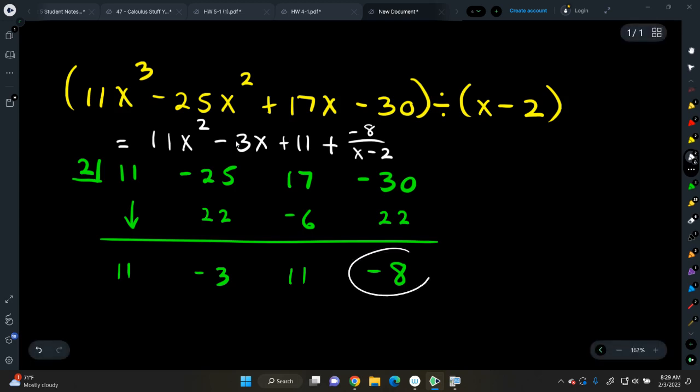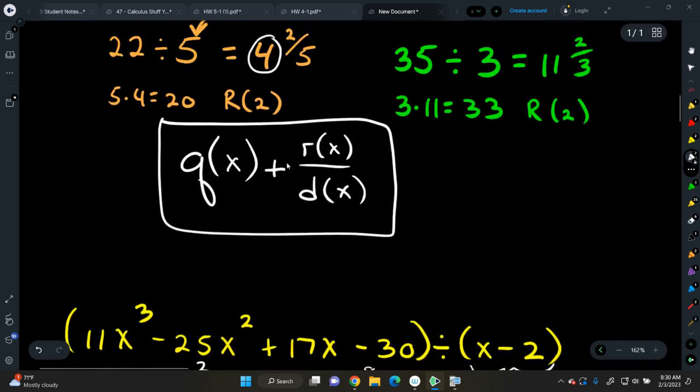This is our remainder, right? So we put it over the divisor. So it's over that. That's how you're going to write it every time. That's the correct way of writing it. And the reason we do plus, I'll answer your question in just a minute.